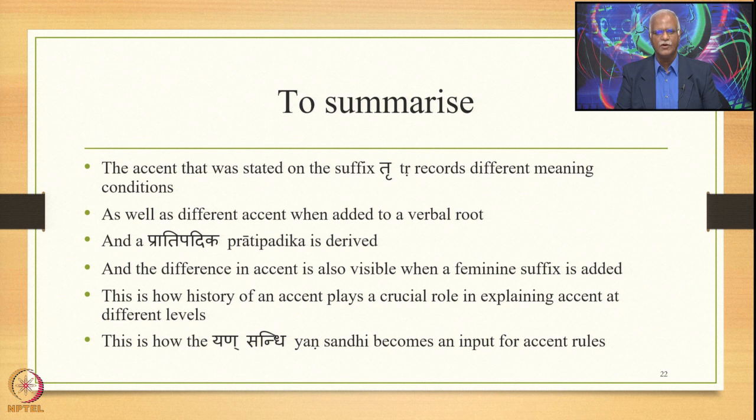In one case, the vowel ru, which is udatta, gets substituted by yan, and in the other case, the vowel ru, which is anudatta, gets substituted by yan. So, in the word in which the vowel ru was udatta and got substituted by yan, the feminine suffix becomes udatta, and in the word in which the vowel ru was not udatta and got substituted by yan, ngip or i does not become udatta. This is the difference of accent that is also visible when a feminine suffix is added. And then when we derive the pada forms of these words with the feminine suffix, the same accent also plays a very crucial role as far as the final accent of the final pada is concerned. And we have studied this in detail in this particular lecture.